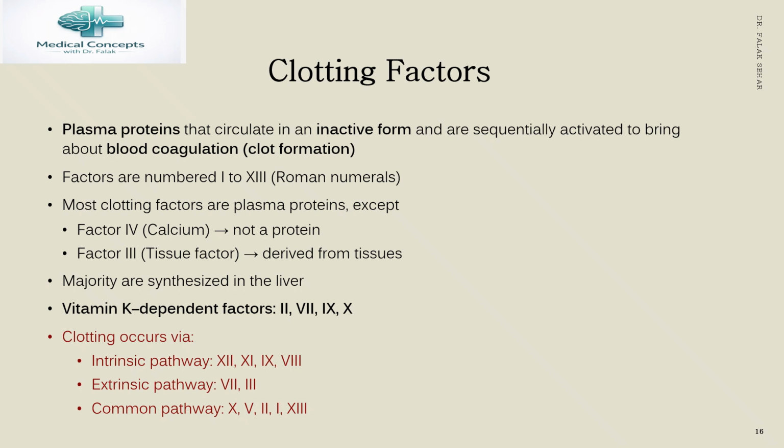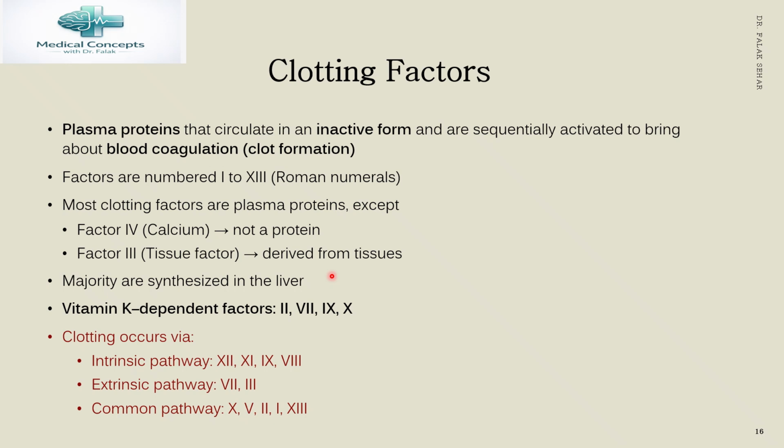Now let's focus on clotting factors. Plasma proteins that circulate in an inactive form and then they are sequentially activated to bring about blood coagulation are known as clotting factors. They are numbered from 1 to 13 in the Roman number. Most clotting factors are plasma protein except factor 3, that is tissue factor, that is derived from the tissues, and factor 4, that is calcium, is not a protein. Okay, this makes a very important viva and MCQ, that what clotting factors are not protein.